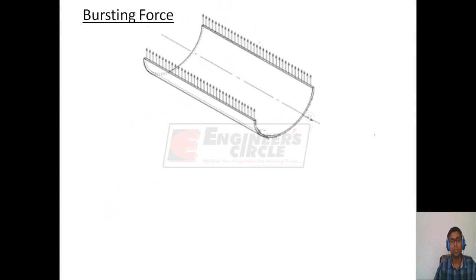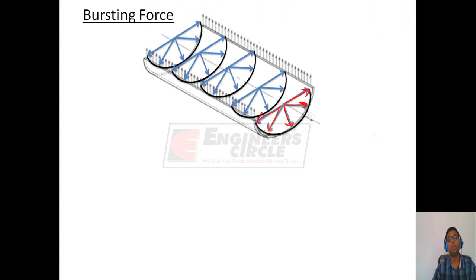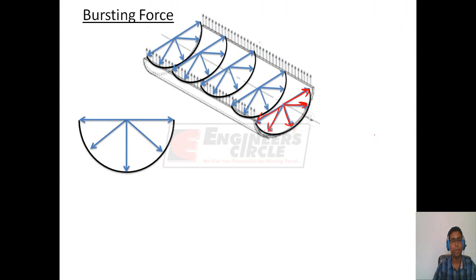Now the bursting force. The bursting force is given by pressure. So pressure will be acting on every cross section like this. On this cross section, pressure is acting at all the points. So it will be acting along the entire length of the cylinder. Here, here, here. On every cross section, pressure force will be acting and trying to burst the cylinder into two parts. So if we consider any section, pressure distribution will be like this. So if we see pressure distribution, we can see that it is symmetric about this line.